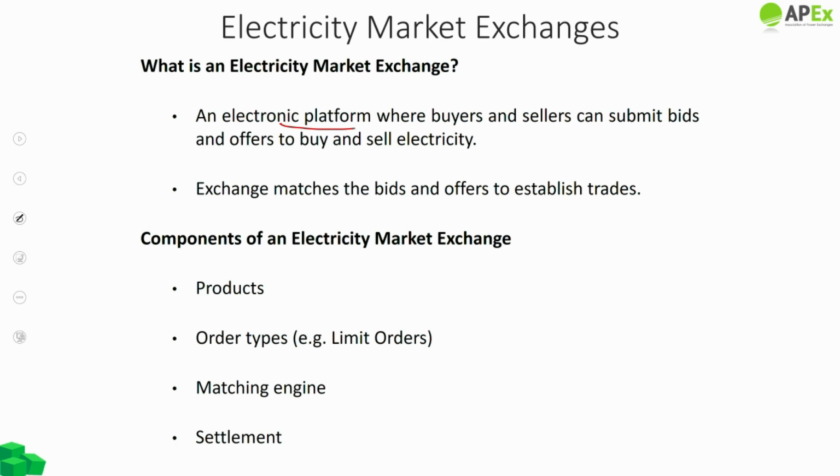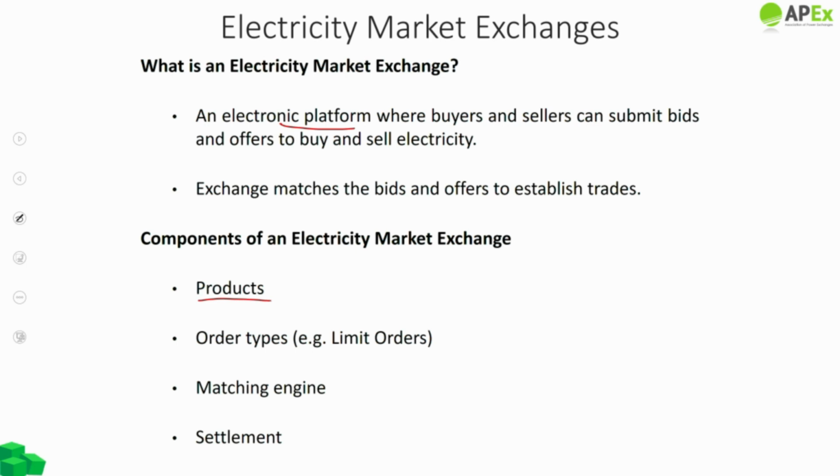As we said, organized markets have some kind of structure imposed. Following are some main features of that structure. Number one is the definition of the products. The exchange defines these types of electricity products that can be traded, such as day-ahead power, firm power, or options.